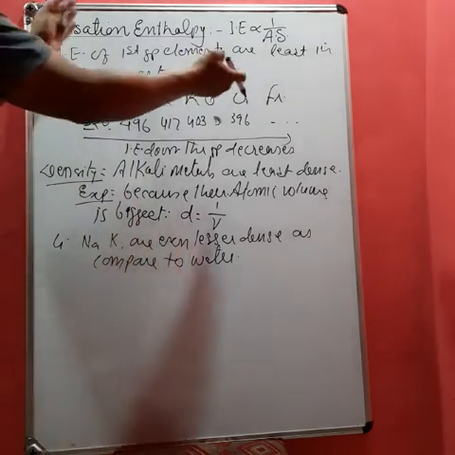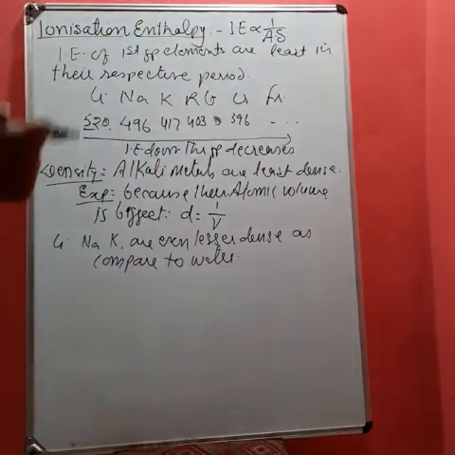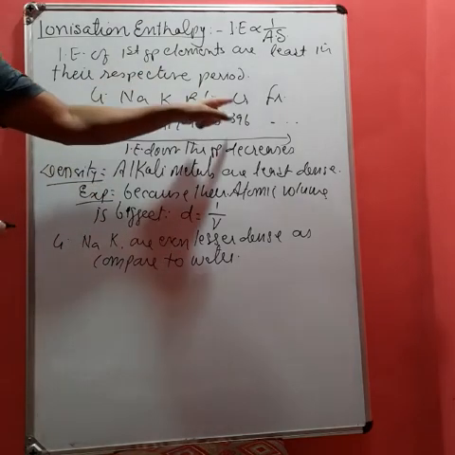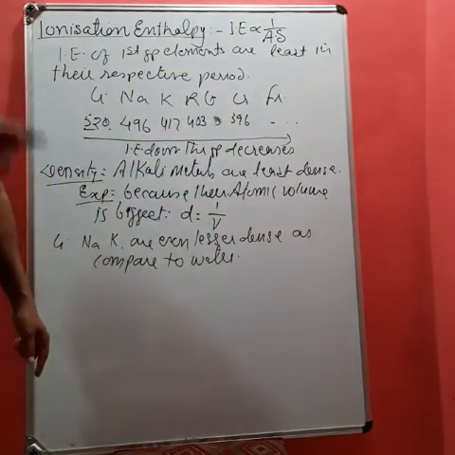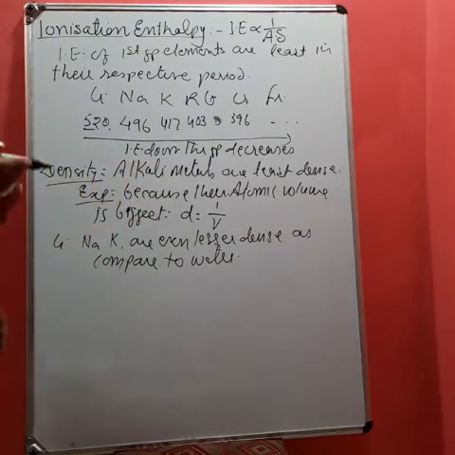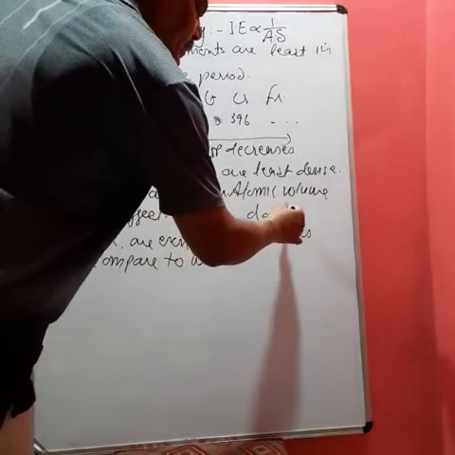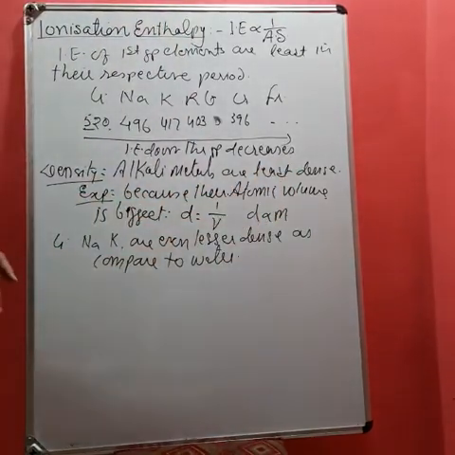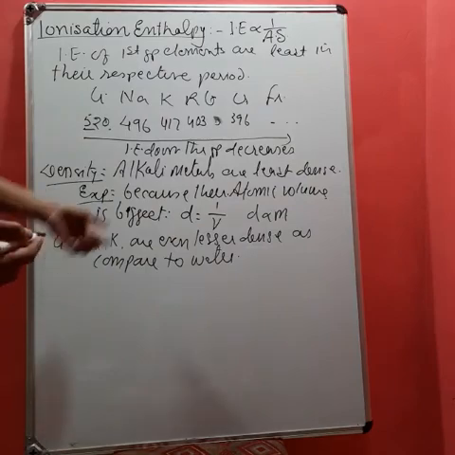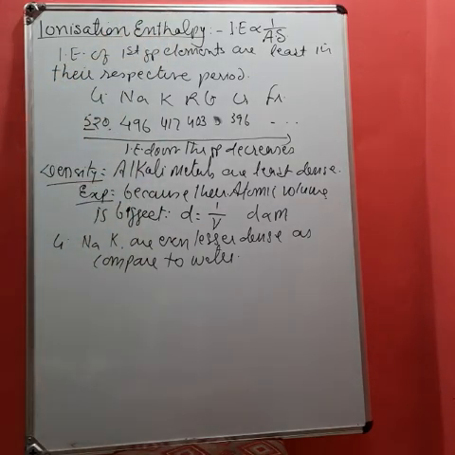But as we move down the group, that is rubidium and cesium, now the density will increase. The increase in density is due to increase in molar mass, and you know that density is directly proportional to mass. So if the mass increases, the density will also increase. So down the group, density increases. Getting?